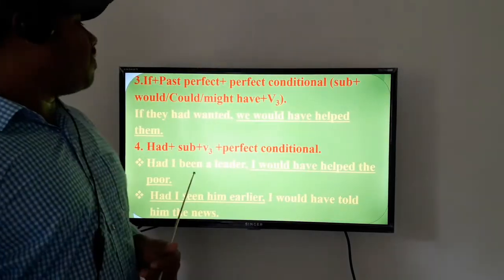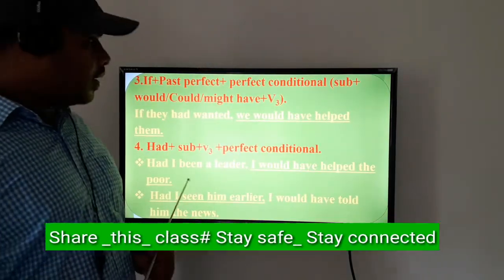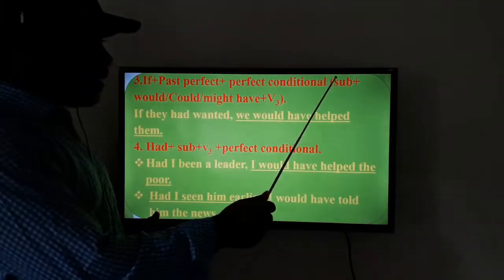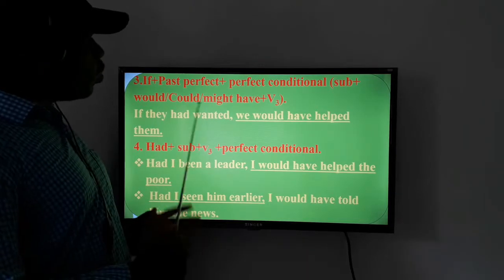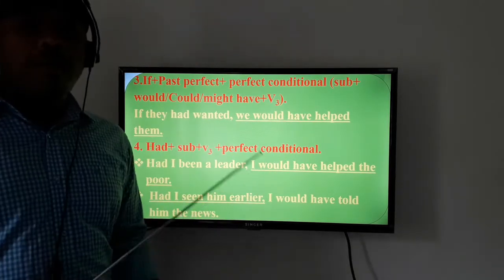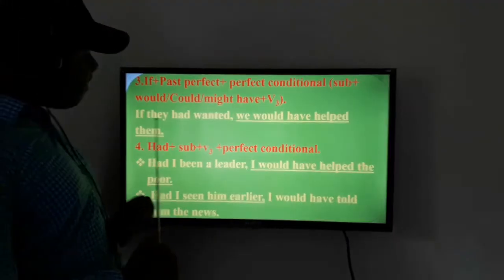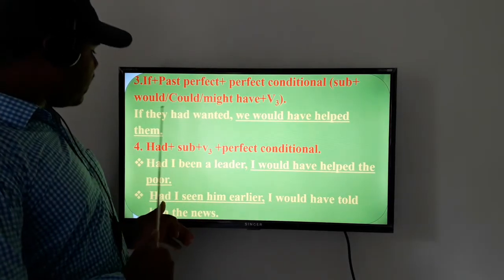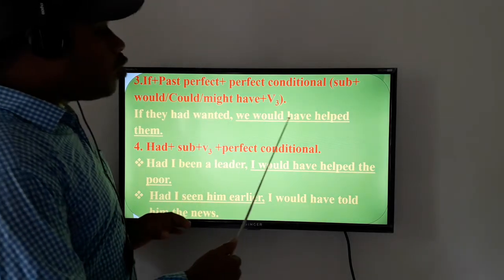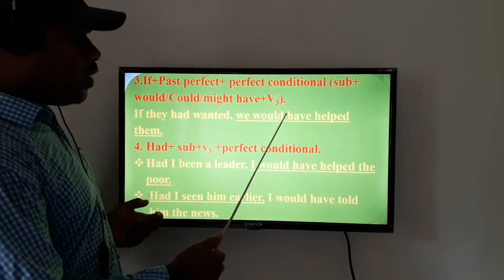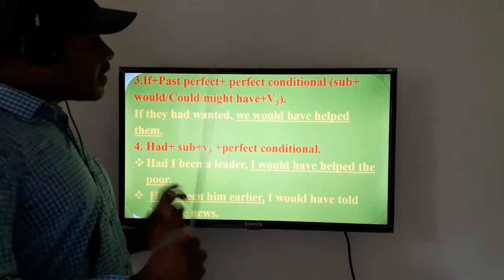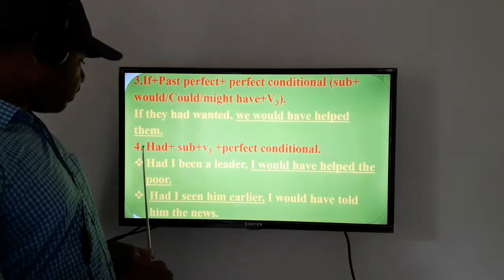Next, if plus past perfect, then perfect conditional. So what is perfect conditional? You will see in the bracket, subject, would, could, might, and then have, and B3. B3 means the past participle form of the verb. So if they had wanted, that is past perfect, there is had and then the past participle, we would have helped. We would have, could have, might have, and then the past participle form of the verb. That is based on condition.